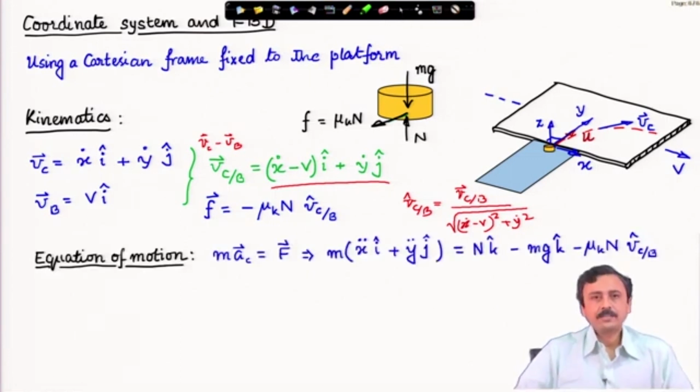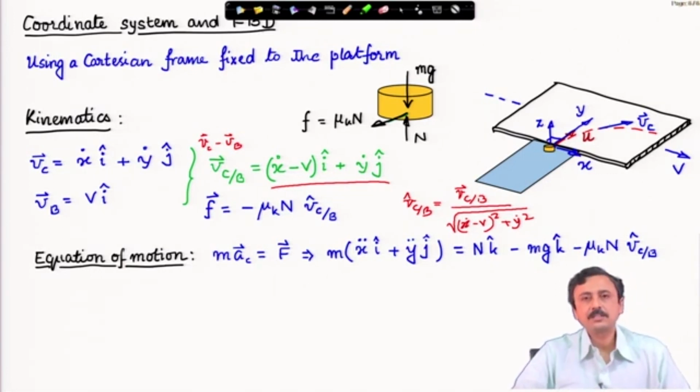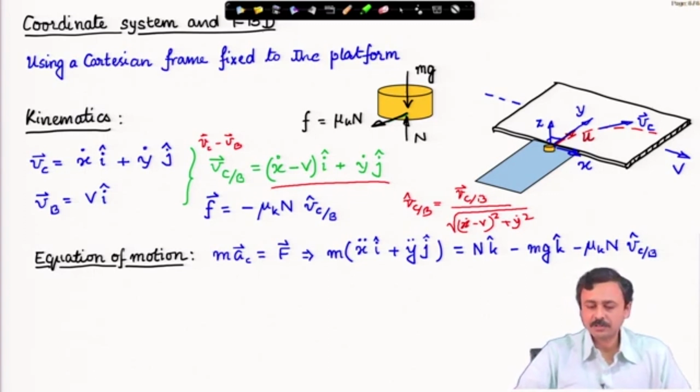Now, once the kinematics is set, we move over to the equation of motion. Mass times acceleration of the cylinder is equal to the net force acting on the cylinder. Now, acceleration of the cylinder is nothing but the derivative of velocity, and i cap and j cap are fixed unit vectors. Therefore, acceleration is x double dot i cap plus y double dot j cap, and mass times that must be equal to the net force acting.